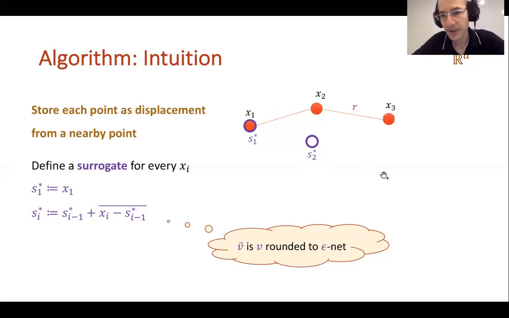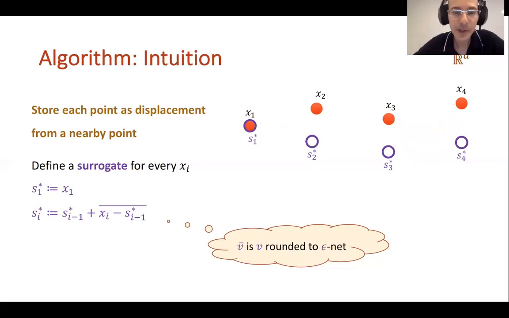And when I have the next point, x3, also a distance r from x2, again, I'm going to compute the displacement to the previous point, round it with an epsilon net, and get my new surrogate. And note that I'm computing the displacement to the previous surrogate and not the previous actual point, for the simple reason that I want to store the distances from a reference point that I actually know, and I'm going to store the surrogates exactly. And if we have another point x4, just the same, we compute the displacement, we round it, we get our surrogate.